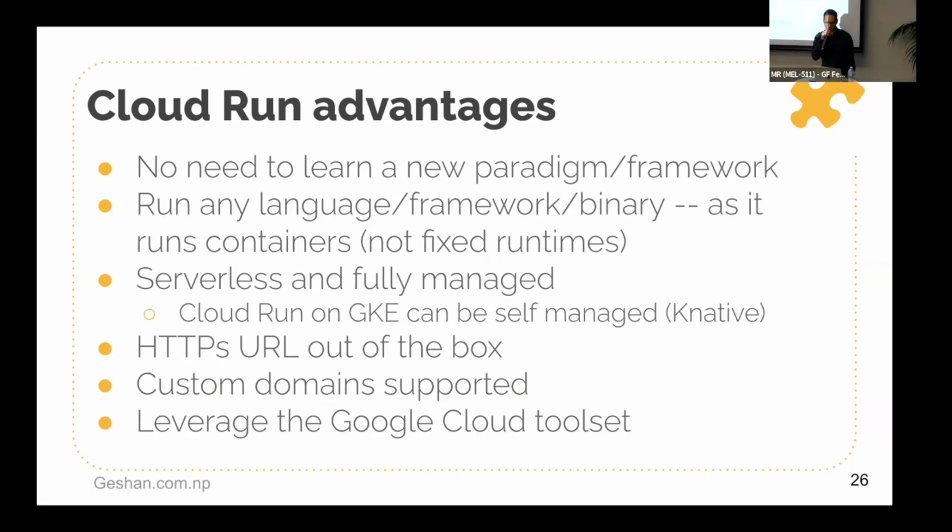You get HTTPS URLs directly out of the box. You don't need to do anything. You don't need to configure any of the certificates and stuff. Similarly, you can also get custom domains, for instance, myapp.mydomain.com. Very easy, go into the interface, just configure it, link it correctly with the DNS, the Google DNS, and then your custom domain will be pointed to your container running on Google Cloud Run. And the other good thing is you'll be able to leverage all of the Google Cloud toolset, for instance, Cloud Build, logs, and all the other things that Google Cloud provides.